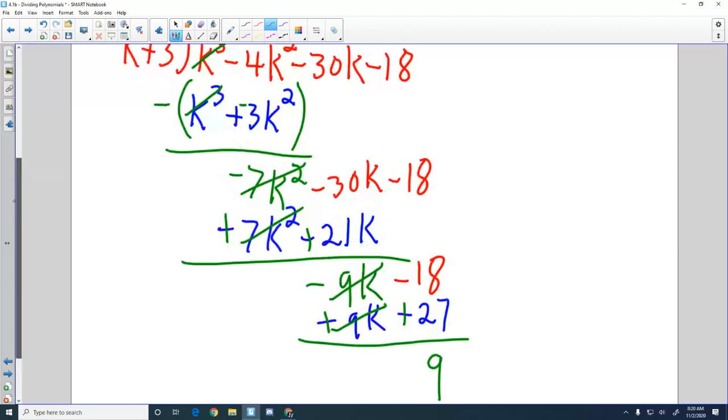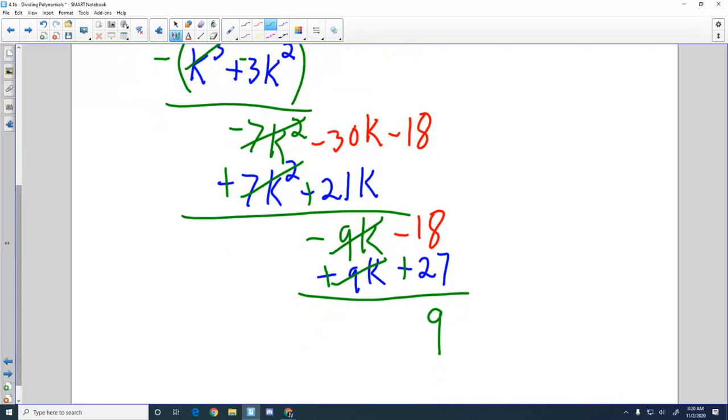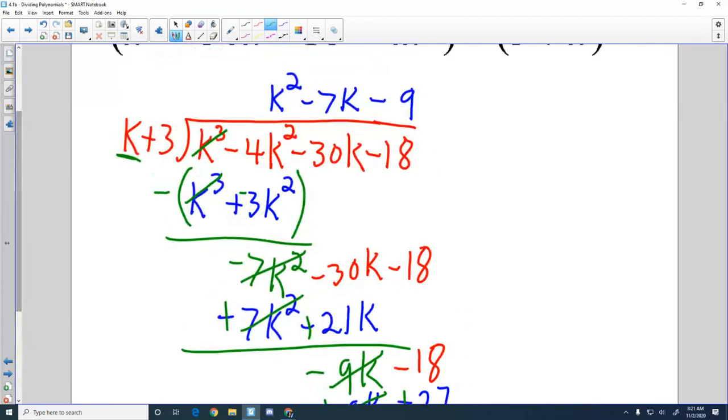But I can't make a k into a 9. So this 9 down there, that would just be our remainder. And so the way that we write remainders, it's positive, so I put plus 9 over whatever that divisor was, over k plus 3.